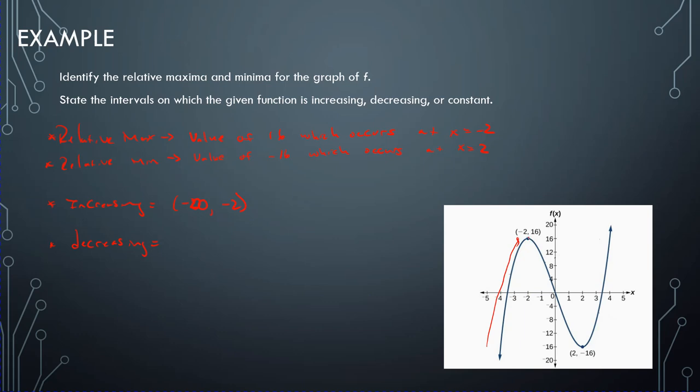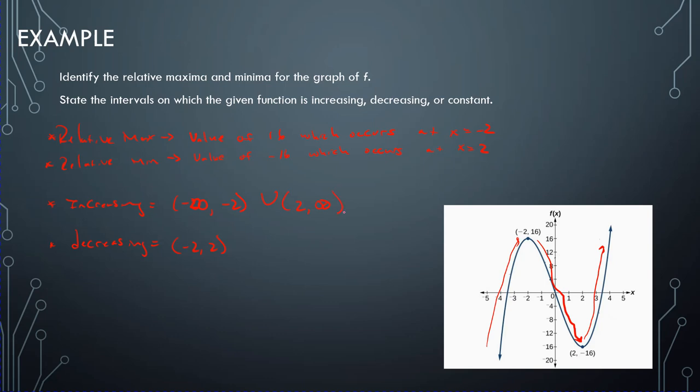And then once you get to x value of -2, you're going down, down, down until x is equal to 2. So it's decreasing from -2 to 2. And then what happens after you get to x is equal to 2? You start going upward again. So then it's increasing from 2, and then you'd keep going to infinity.